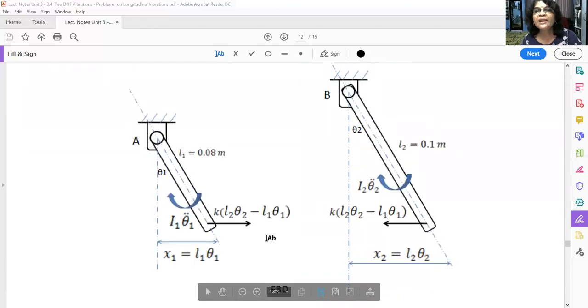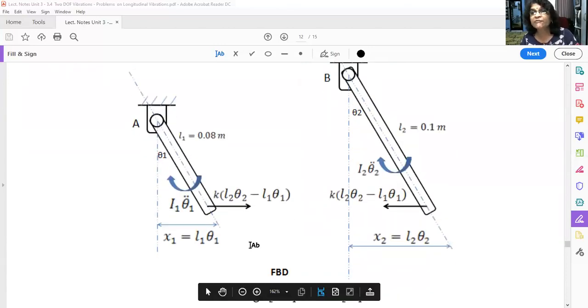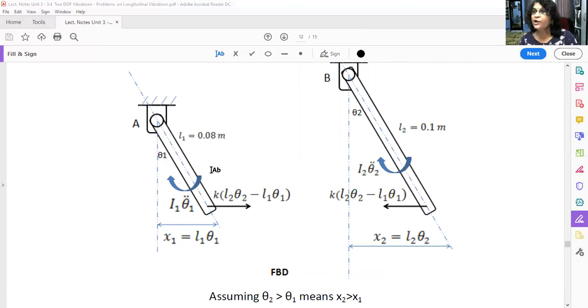This is the free body diagram. Now, as this is angular motion, curvilinear motion, we have to consider the inertia torque and not the inertia force. So to apply D'Alembert's principle, as this rod is moving towards the right, meaning anti-clockwise, the inertia torque will be in the clockwise direction. What is its magnitude? I1 θ1 double dot. Similarly for this rod also, the inertia torque is in the clockwise direction, I2 θ2 double dot.